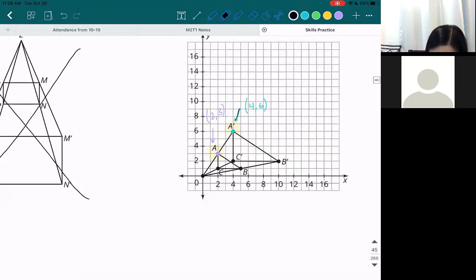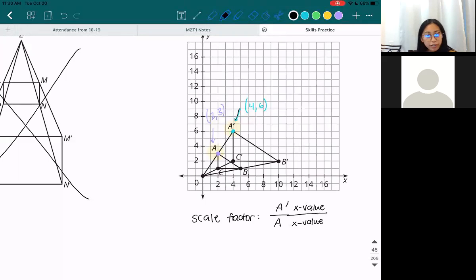So to figure out our, what was it called? Oh, scale factor. Scale factor. You can just do the A prime divided by A, okay? So let's pick just the X value because you only need one of these to do it. Instead of the Y value, we're just gonna pick the X value, okay? Just makes things easier. So to get the scale factor, do the A prime X value divided by the A X value.